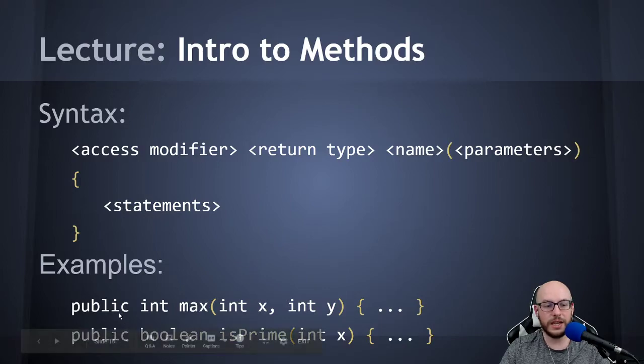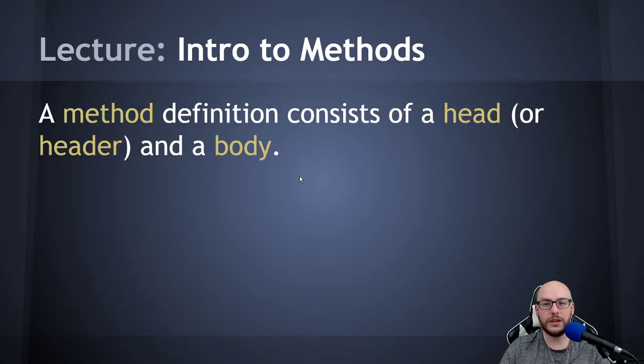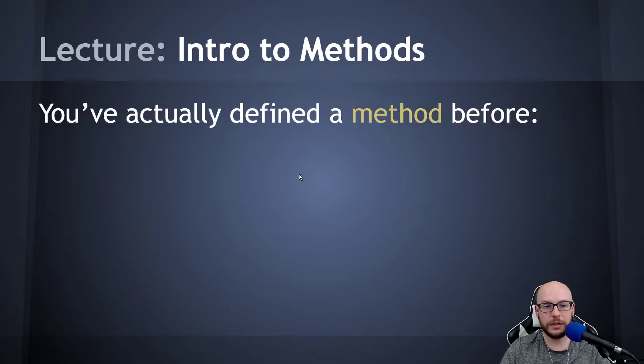All right, some quick examples, and then we'll break this apart. We'll talk about each of these parts. We have public int max(int x, int y). Right, this is expressed on one line. You would typically spread this out over multiple lines. As we're going to see, we also see public boolean isPrime. A method definition consists of a head or header and a body.